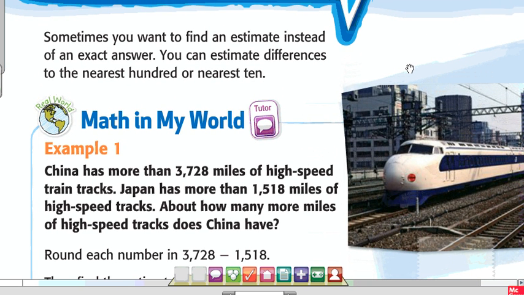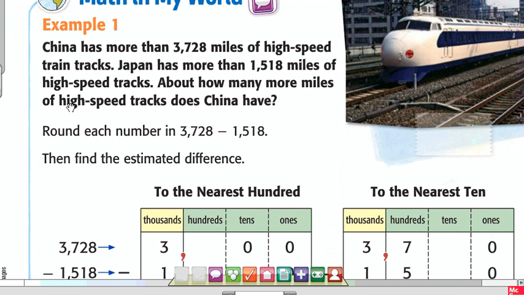So sometimes you want to find an estimate instead of an exact answer. You can estimate differences to the nearest hundreds or tens. Look at example number 1.